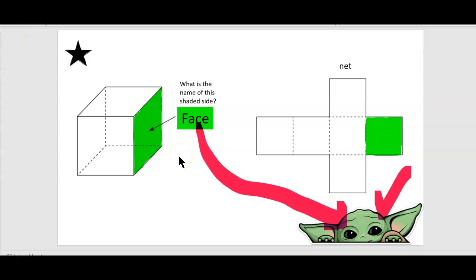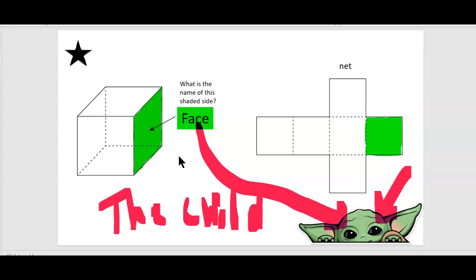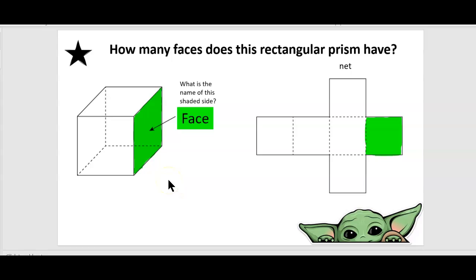You can almost see Grogu's face. Grogu is also known as Baby Yoda, also known as the child. That's going to be on the quiz. No, I'm just kidding. It's not. I wish it was on the quiz. Maybe it will be on the quiz. No, it won't be on the quiz.